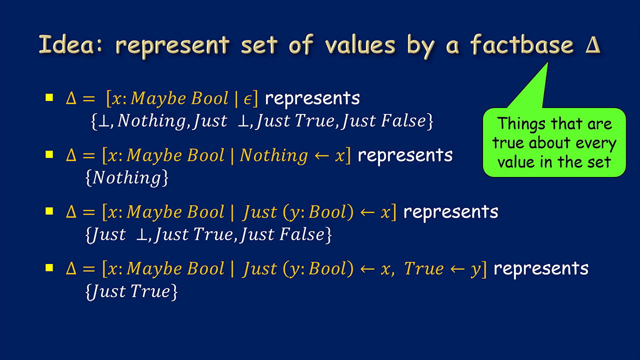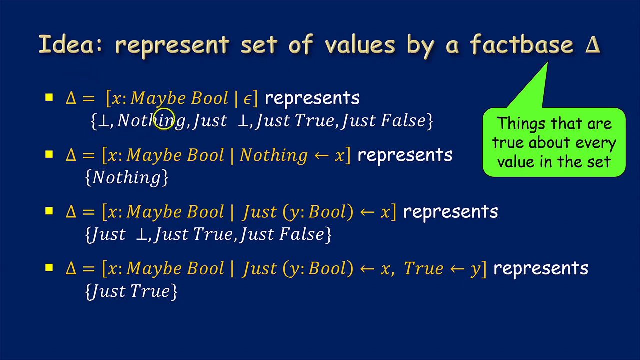So this is something I'm going to represent in the compiler. I'm going to call it delta. Delta is a little data structure in the compiler that represents a set of values. And delta consists of, I've written it with square brackets here, some variables together with their types, vertical bar, and then some conditions, right? Now, this one says it's the set of values x of type maybe bool, where there's no conditions.